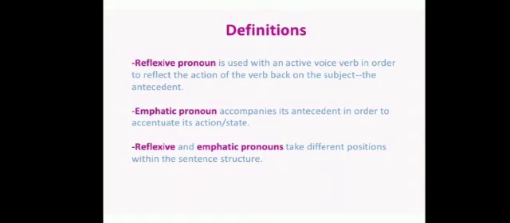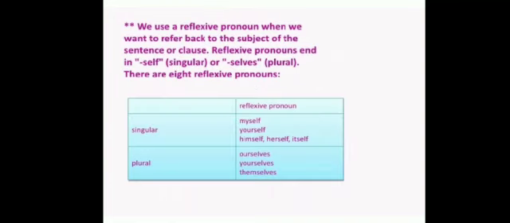Next one is emphatic pronoun. It accompanies its antecedent in order to accentuate its action or state. Reflexive and emphatic pronouns take different positions within the sentence structure. You can see we use a reflexive pronoun when we want to refer back to the subject of a sentence or clause. Reflexive pronouns end in self for singular and selves for plural.